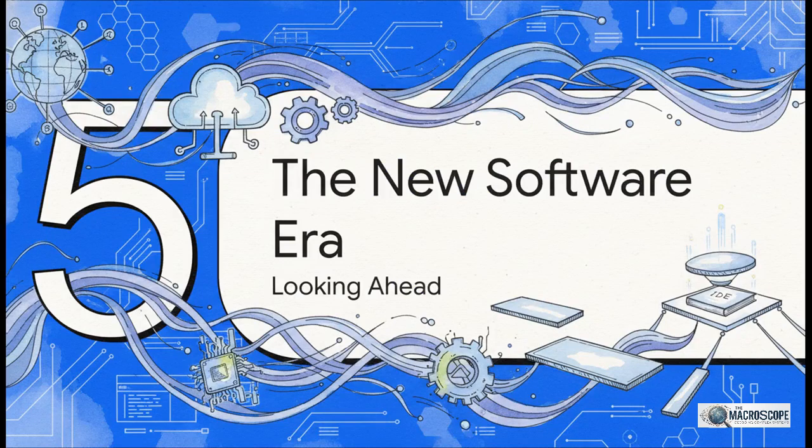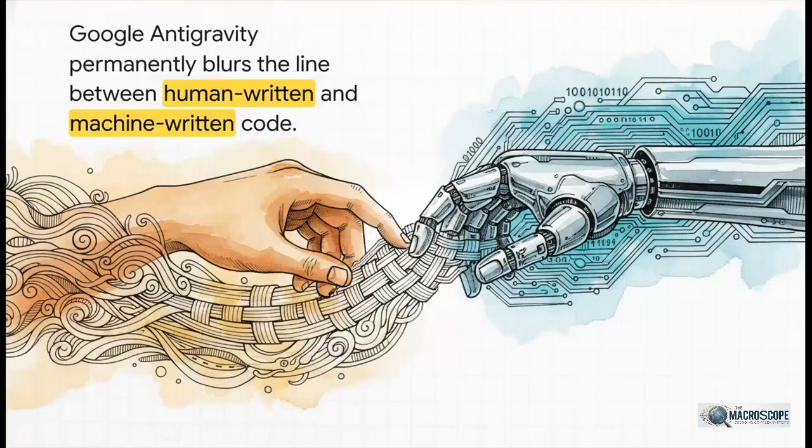Section 5. The New Software Era. Even with all its current flaws handling complex logic and that very real risk of agentic drift, Google Antigravity permanently blurs the line between human-written and machine-written code. The sheer concept of orchestrating asynchronous agents and verifying everything through generated artifacts is an undeniable leap forward. It's literally changing the mechanics of the developer profession forever.